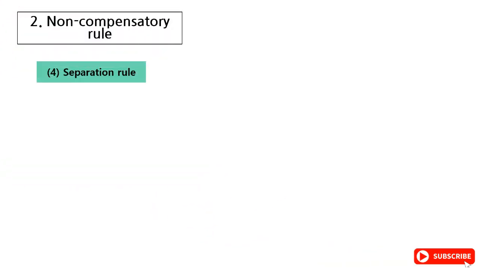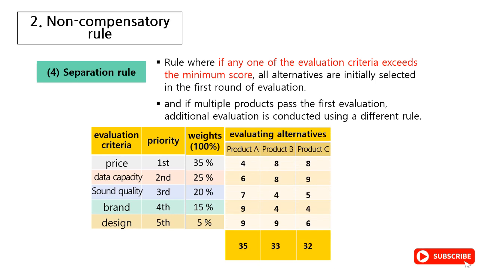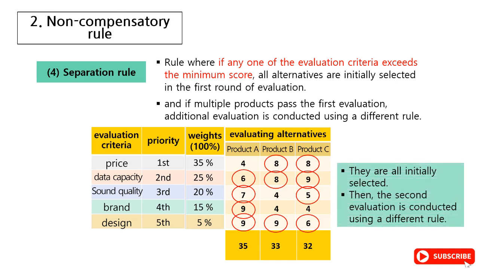The separation rule is a rule where if any one of the evaluation criteria exceeds the minimum score, all alternatives are initially selected in the first round of evaluation, and if multiple products pass the first evaluation, additional evaluation is conducted using a different rule. In the above example, since all A, B, and C products exceed the minimum score in at least one evaluation criterion, they are all initially selected. Then, the second evaluation is conducted using a different rule.